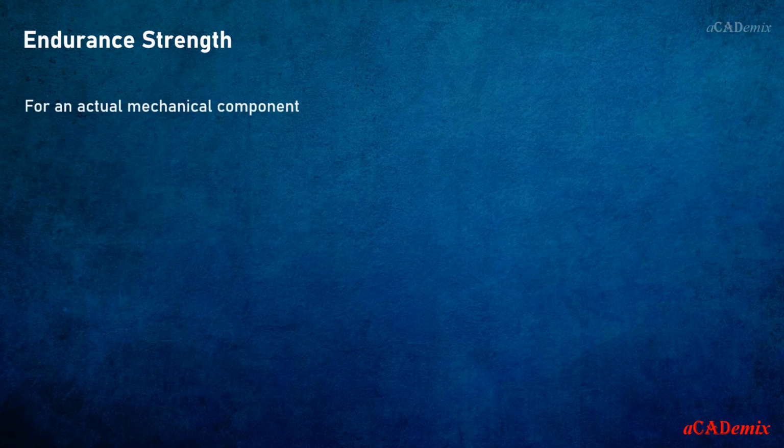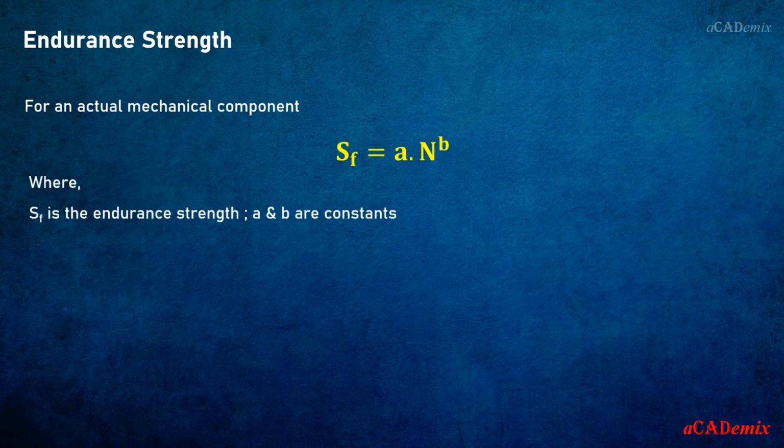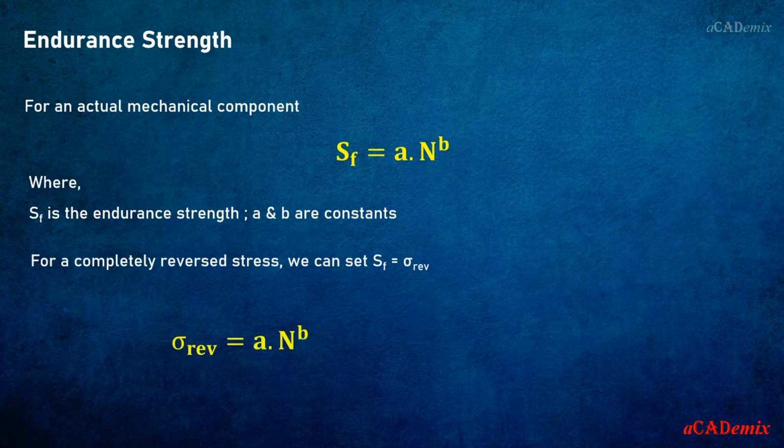For an actual mechanical component, the relation for endurance strength with the number of cycles to failure can be represented like this, where SF is the endurance strength and N is the number of cycles to failure, and A and B are the constants. For a completely reversed stress, we can set the endurance strength to reversed stress. Therefore, we can rewrite the above equation like this. From this, we can write the number of cycles to failure.